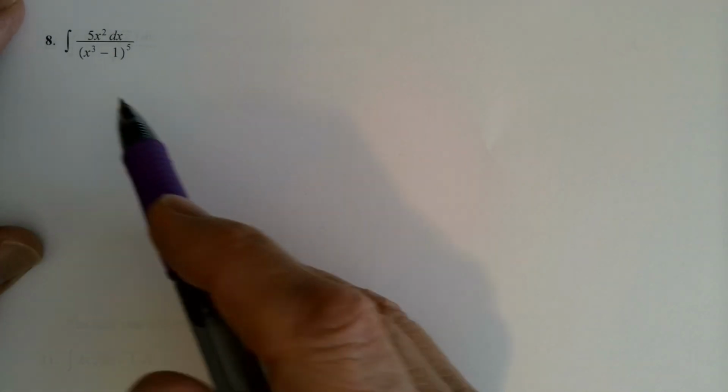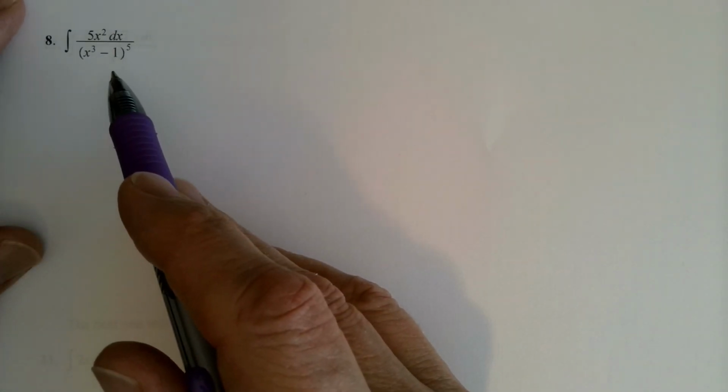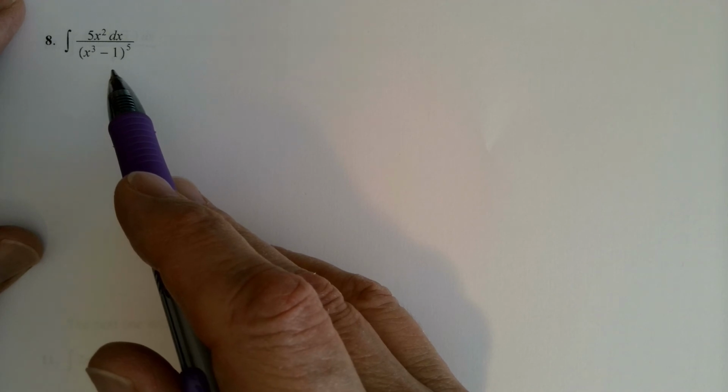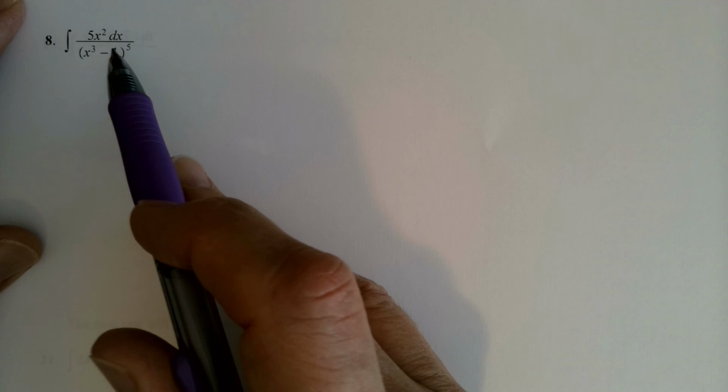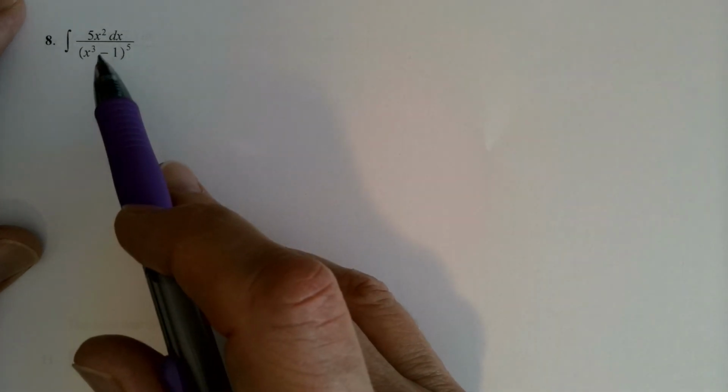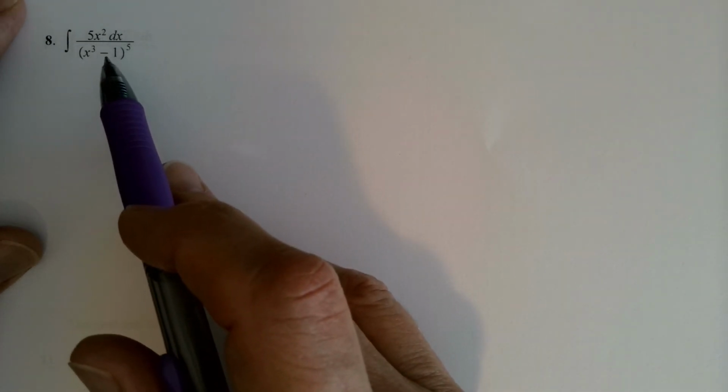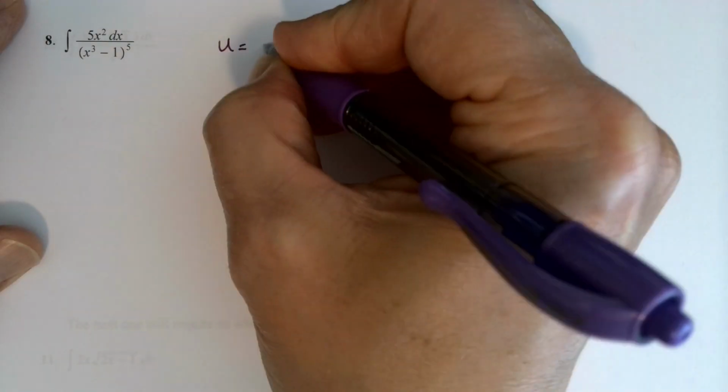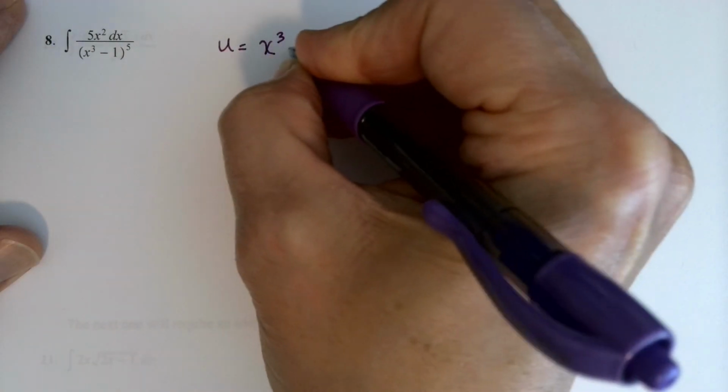So let's continue with the substitution method. Let's try it on this integral. Let's find the antiderivative. Do you see what we need to choose for our u substitution? x cubed minus 1, right? It's really inside the 1 divided by u to the 5th function. So we'll see that here in a minute. So u is equal to x cubed minus 1.